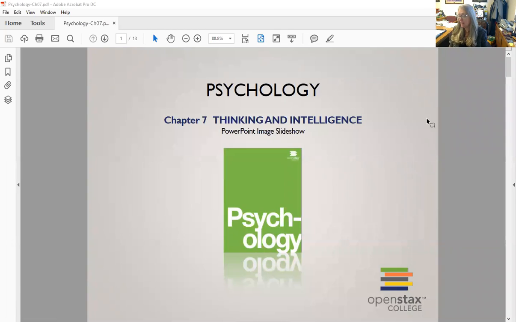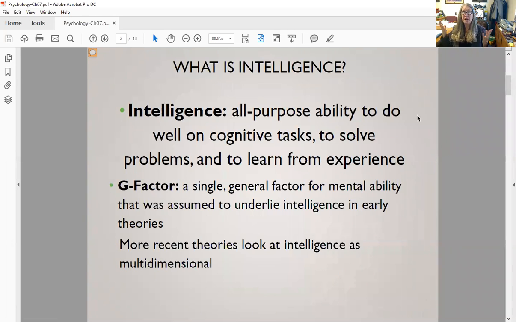Okay, I'm now going to use the share function so that we can look at the PowerPoint slides for thinking and intelligence. So in the first slide, we're going to get the definition of intelligence. Intelligence is the all-purpose ability to do well on cognitive tasks, to solve problems, and to learn from experience.